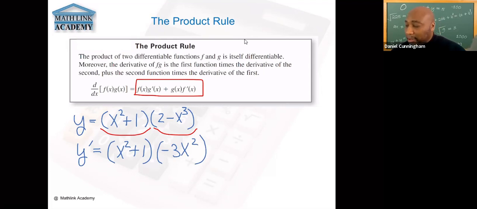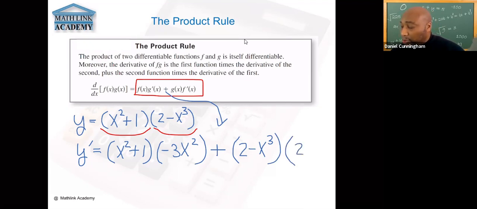Now we're not done. Product rule says here, then we say plus, we take the second one, which was 2 minus x cubed, times the derivative of the first function, which was x squared plus 1. The derivative of x squared plus 1 will be 2x. Now in this case, we just multiply and see if we can add like terms to simplify to get our answer.